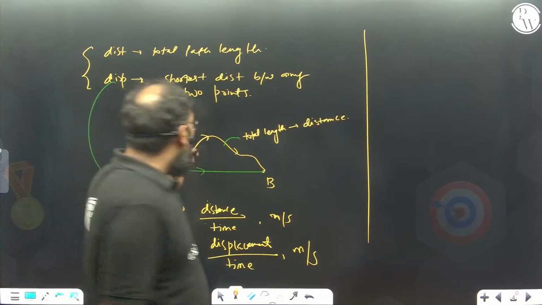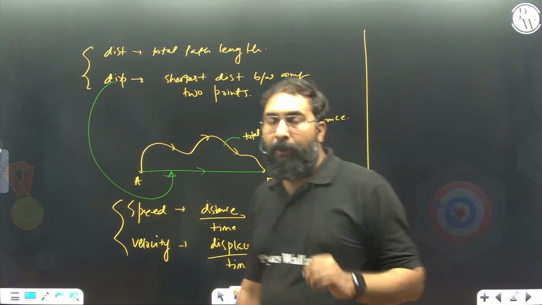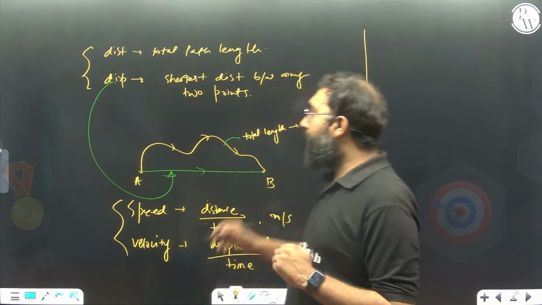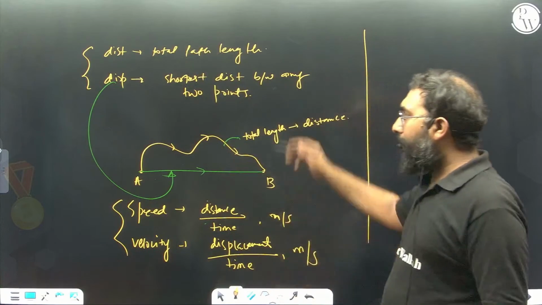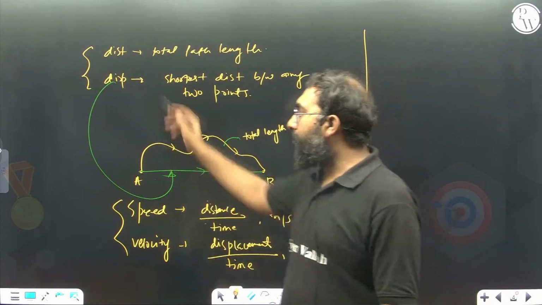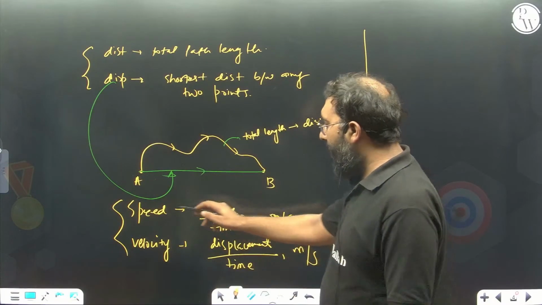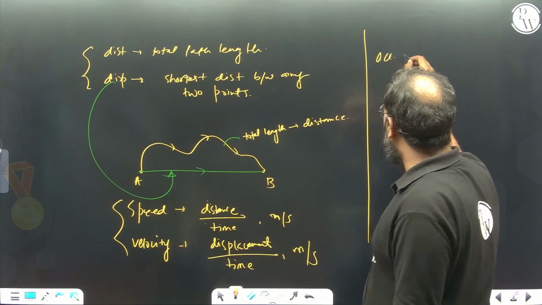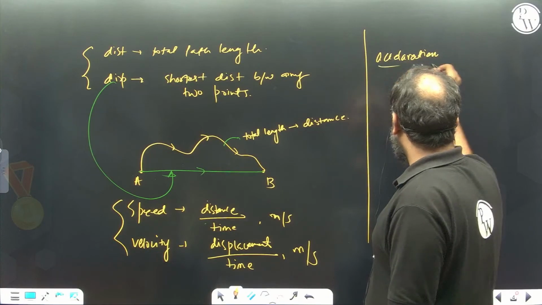Again, as I told you, when the particle is traveling in a straight line path without changing its direction, without returning back, then in such a case distance and displacement will be equal. And otherwise, if the particle is changing its direction of motion, then distance and displacement will be different in magnitude. Similarly, we have defined speed and velocity. Then we have one more term, that is acceleration. So how do we define acceleration?